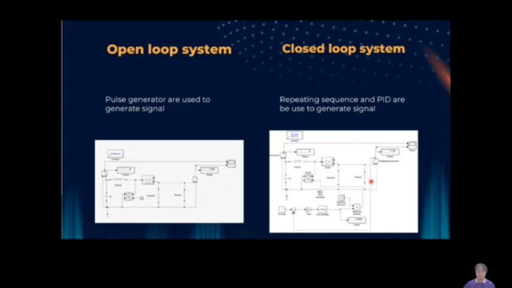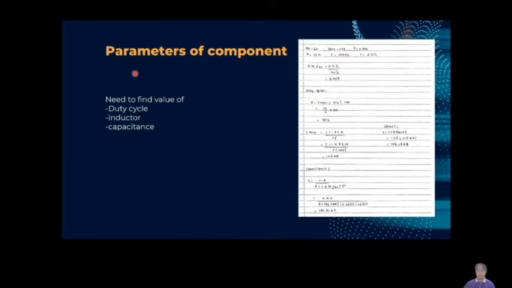Okay, as you can see here, the closed loop system is quite complex because of the addition of the repeating sequence and the PID controller, supplying the signal to the MOSFET. Next, before we begin, we must find the parameters of the components. We need to find the value of the duty cycle, inductor, and capacitance. Since this is a boost system, we need to enhance the input to a larger output.